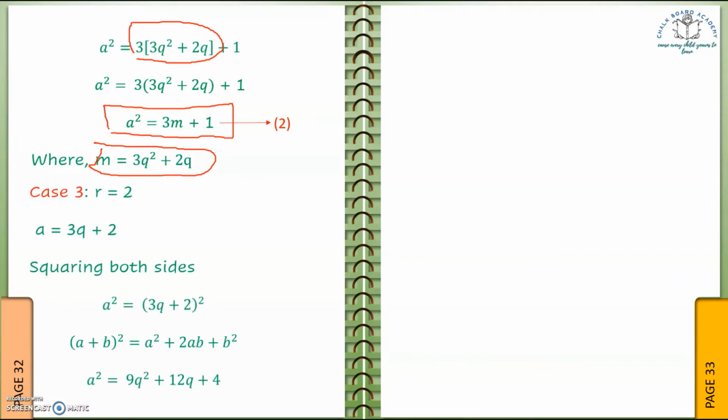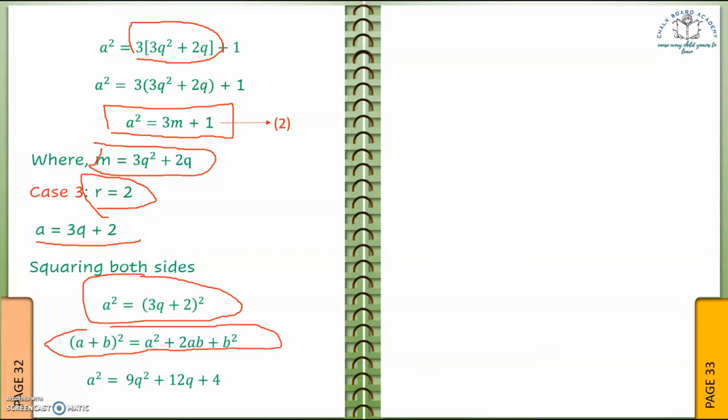Now we will take case 3 as well, because r can be taken as 2 as well, since we know r cannot be greater than 2. So here we have taken r is equal to 2, again the format of the number in the lemma. Then we square both sides, again using the same identity, (a + b) whole square is equal to a square plus 2ab plus b square. Now after squaring, we will get this equation, that is 9q square plus 12q plus 4.